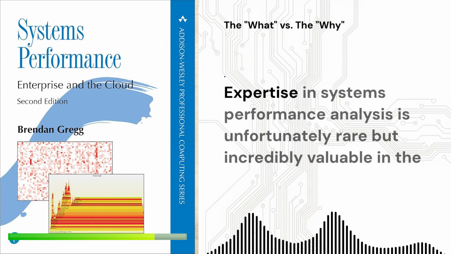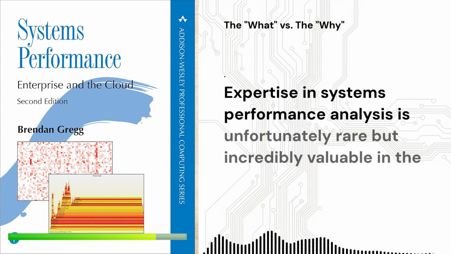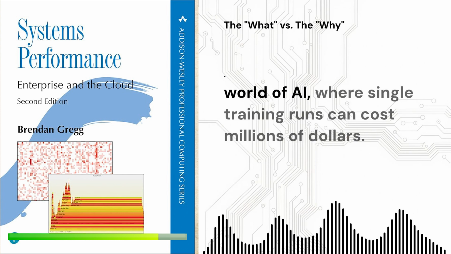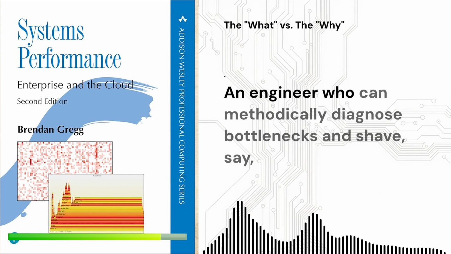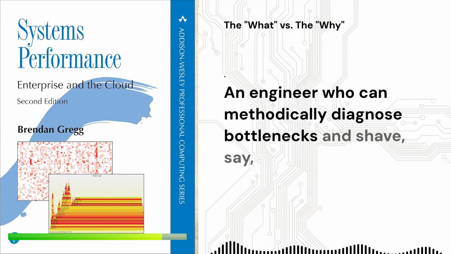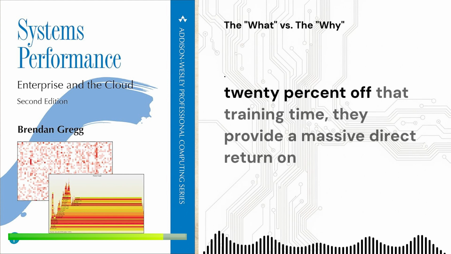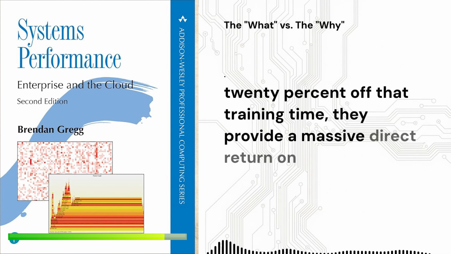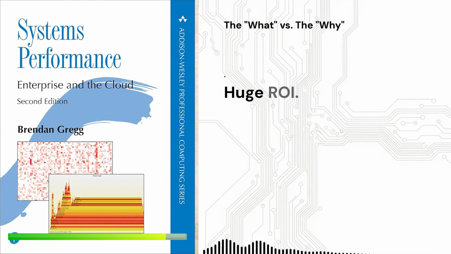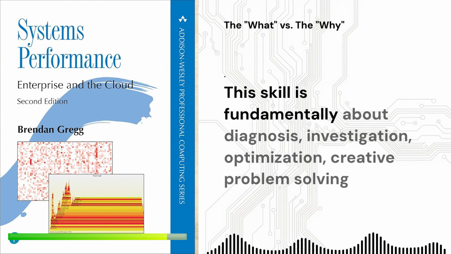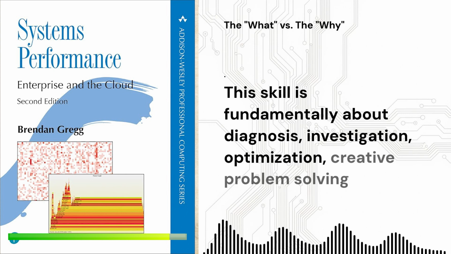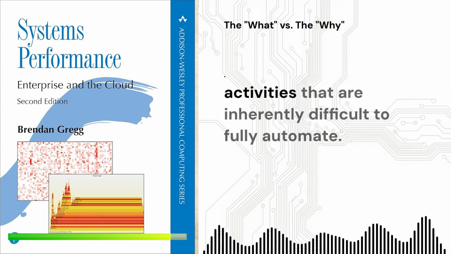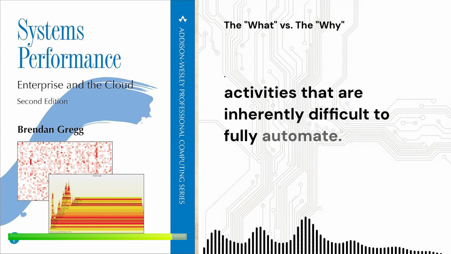Precisely. Expertise in systems performance analysis is unfortunately rare, but incredibly valuable. In the world of AI, where single training runs can cost millions of dollars, an engineer who can methodically diagnose bottlenecks and shave, say, 20% off that training time, they provide a massive direct return on investment. Huge ROI. This skill is fundamentally about diagnosis, investigation, optimization, creative problem-solving activities that are inherently difficult to fully automate.